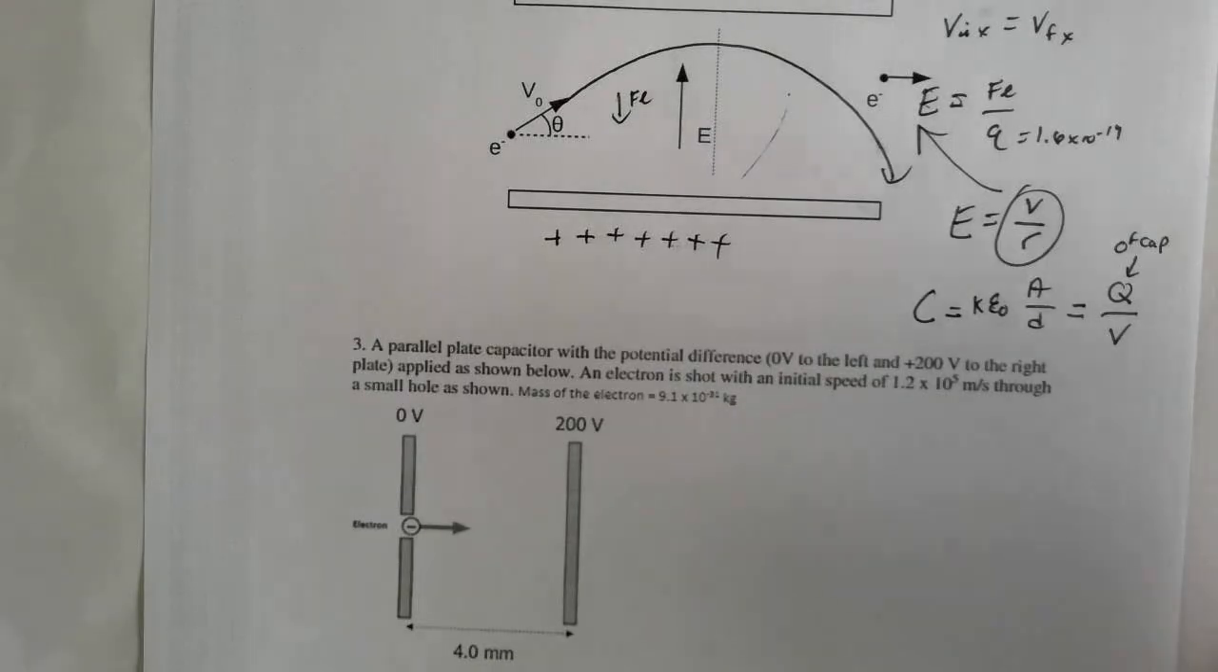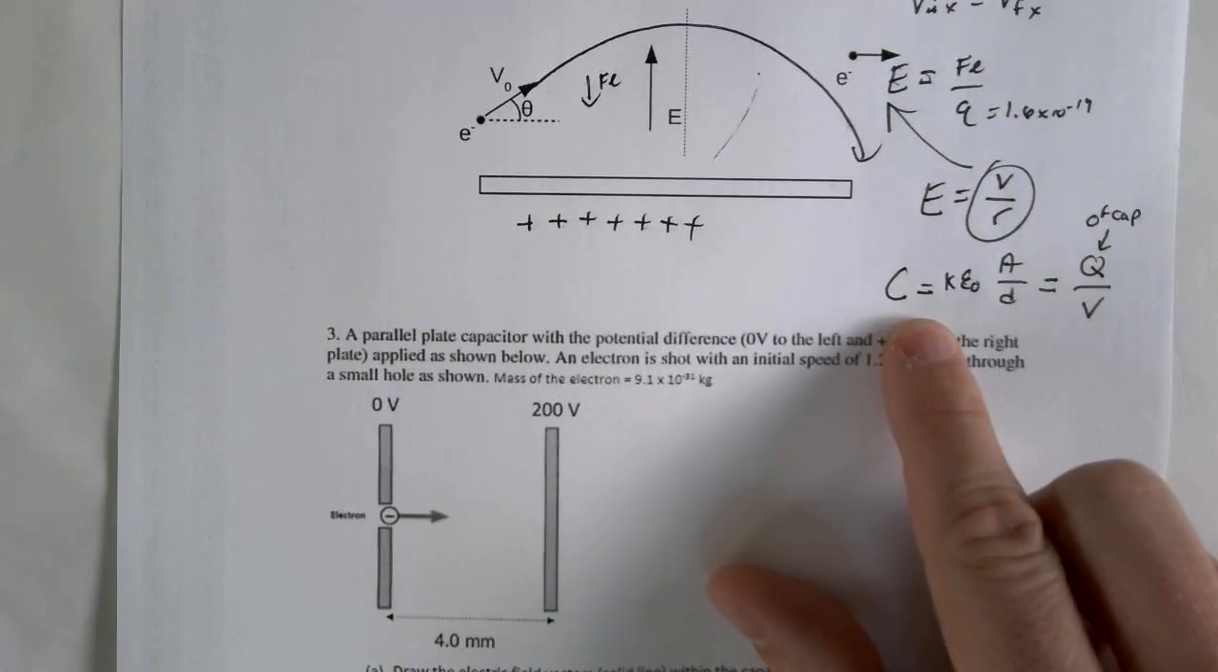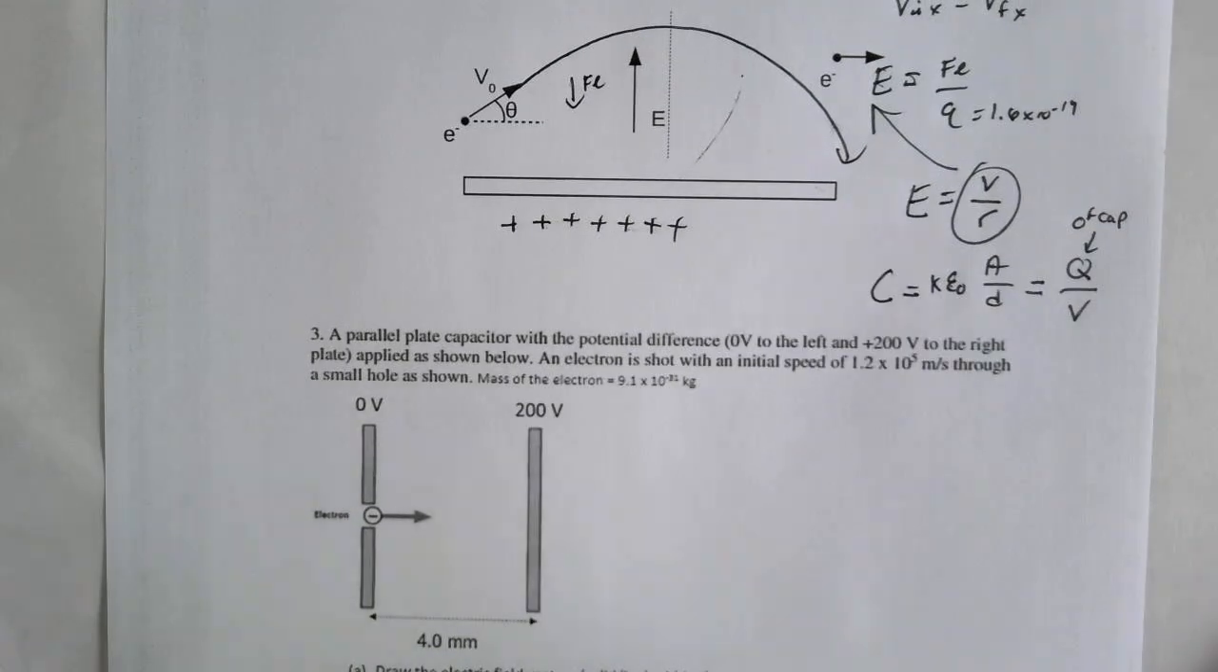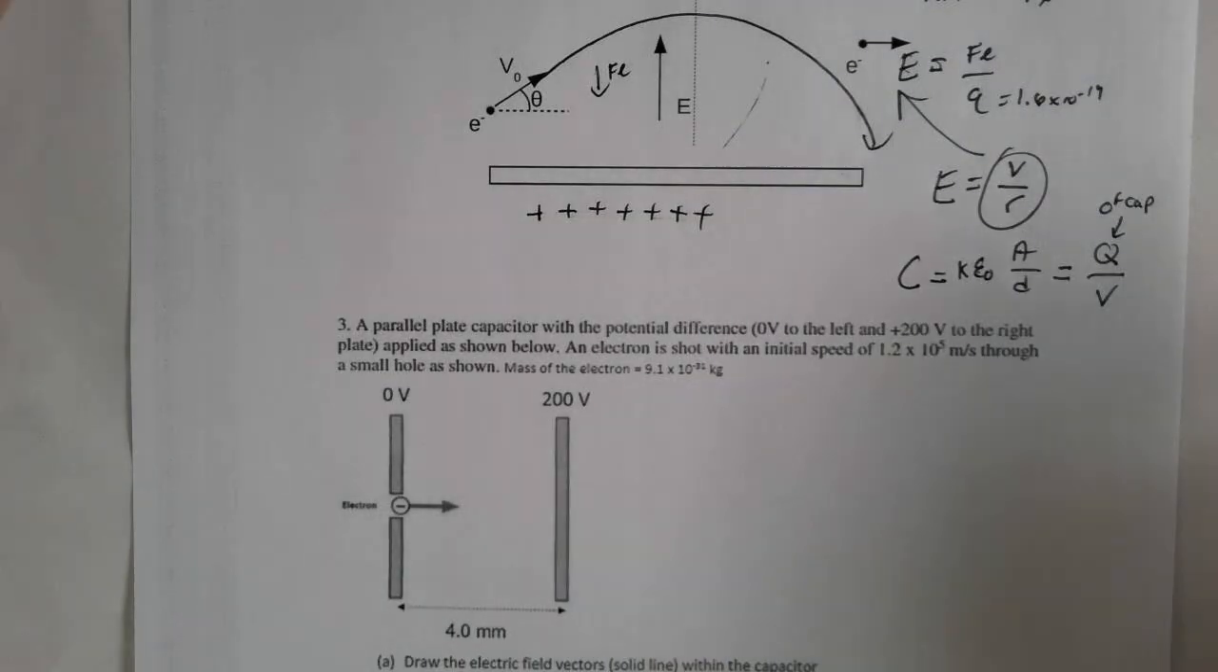Sometimes you have to be like, well, what do I have? I have area. Probably got to find the capacitance, and then I can find the charge, and then I can get the voltage to be able to finally get the electric field. But you need the electric field to get the force. You need the electric field to get the force of the capacitor.